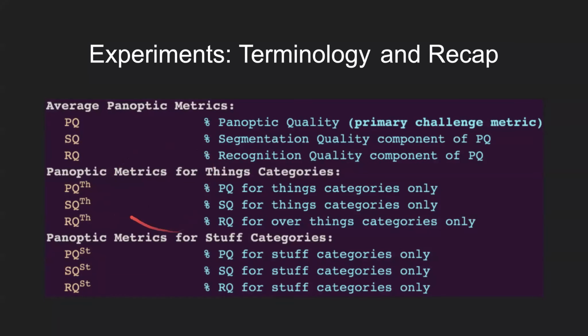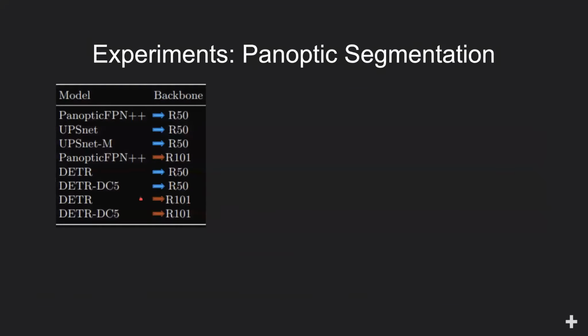So this next table will use these metrics. The panoptic qualities with the TH superscript is regarding the things categories only. Things are usually smaller objects like the person and dog that we saw in the previous slide. Similarly, the panoptic qualities with the ST superscript is regarding the stuff categories only. Stuff are larger objects like the grass and sky from the previous slide. Again, we have the same color scheme as previously, where everything in blue is the ResNet 50 backbone and in red is the ResNet 101 backbone.